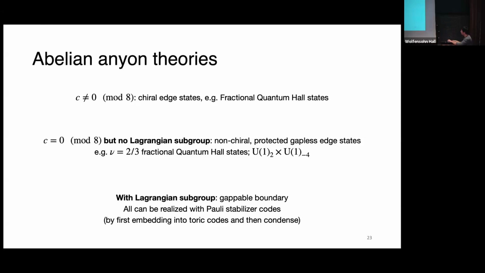Then there's the next level down where C is 0, so there's no obstruction from C, but there's no Lagrangian subgroup. These are non-chiral, because there's no chiral central charge, but they still have protected gapless edge states. These were also discovered experimentally with 2/3 quantum Hall states, and the Chern-Simons theory corresponding to this anyon theory has this property. Then we can go to the series with a Lagrangian subgroup, which allow a fully gapped boundary. All of these can be realized with Pauli stabilizer codes using the trick that we discussed earlier, by first embedding into a larger number of copies of toric codes, and then doing some condensation to write down a Pauli stabilizer code.